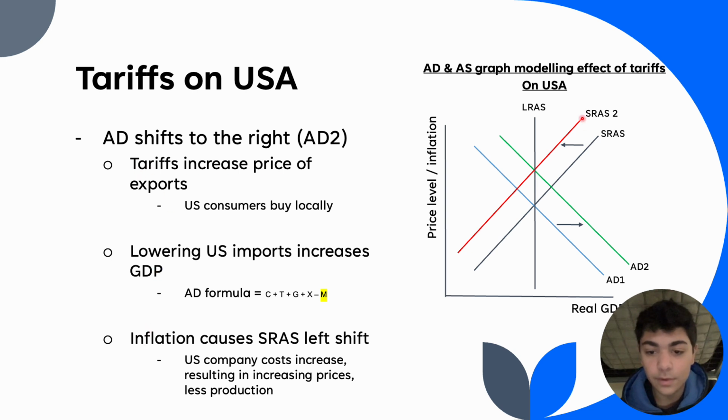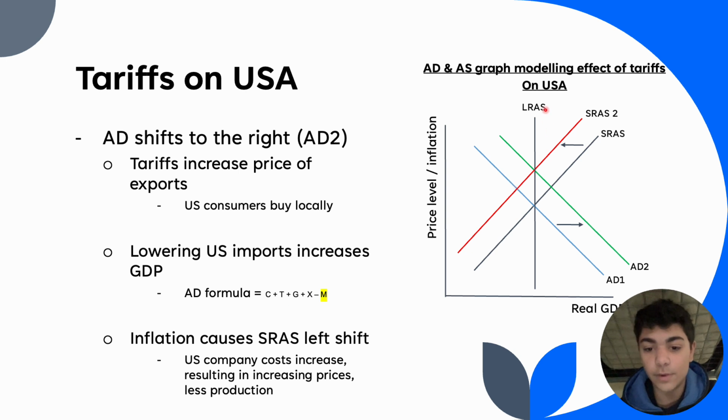And also, the short-run aggregate supply will also shift to the left. This is because while inflation is happening, as we can see from this green line here, increasing inflation, this will cause company costs to increase, which will mean that it's going to cost more for production.